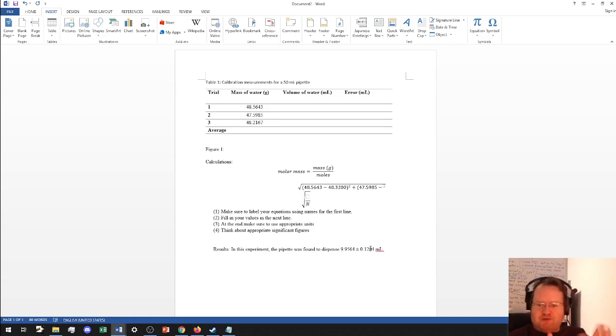And now, that's my first thing. I just need to say, hey, this is what we found. Our pipette was found to dispense this. And I should say 10 milliliter pipette to be clear. The 10 milliliter pipette was found to dispense this volume.